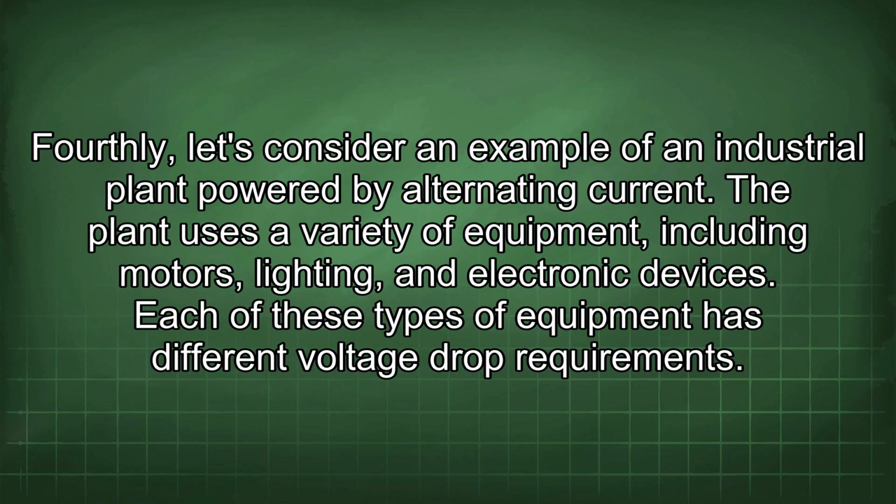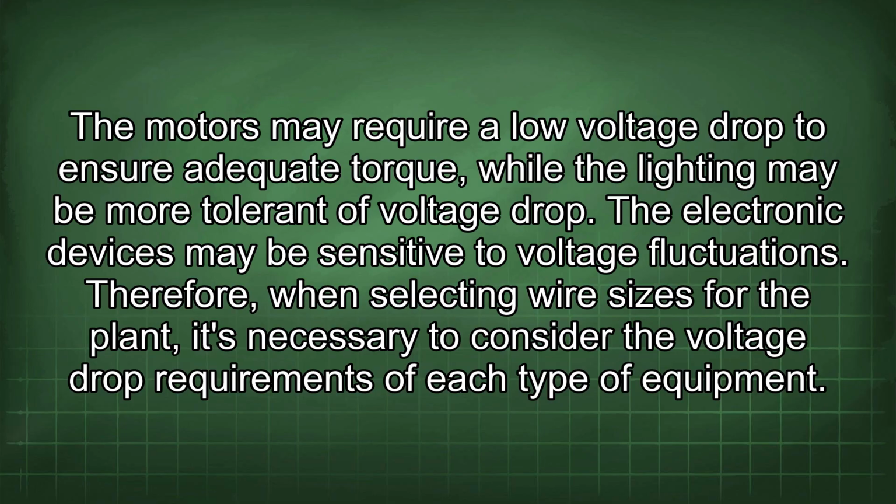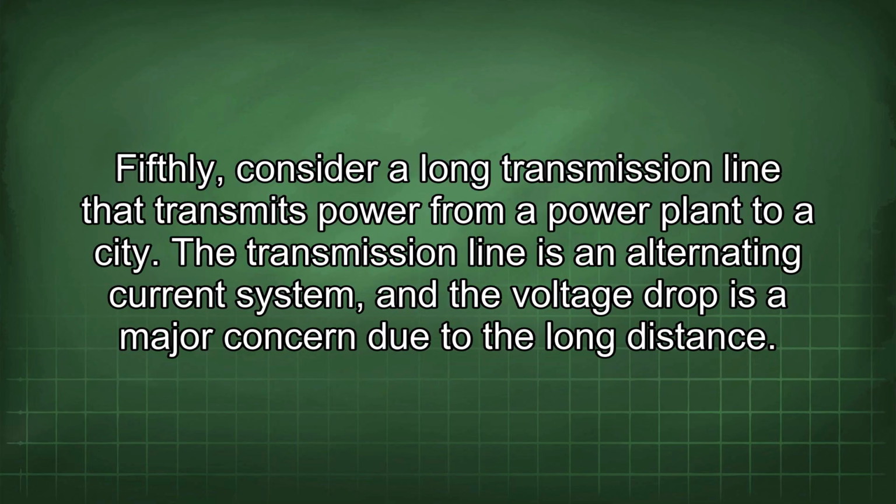Fourthly, let's consider an example of an industrial plant powered by alternating current. The plant uses a variety of equipment, including motors, lighting, and electronic devices. Each of these types of equipment has different voltage drop requirements. The motors may require a low voltage drop to ensure adequate torque, while the lighting may be more tolerant of voltage drop. The electronic devices may be sensitive to voltage fluctuations. Therefore, when selecting wire sizes for the plant, it's necessary to consider the voltage drop requirements of each type of equipment.